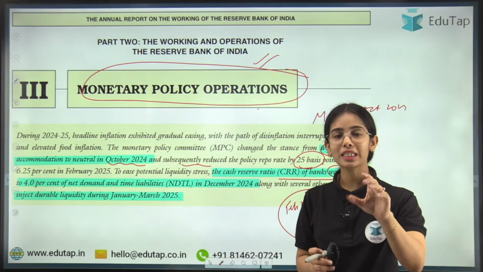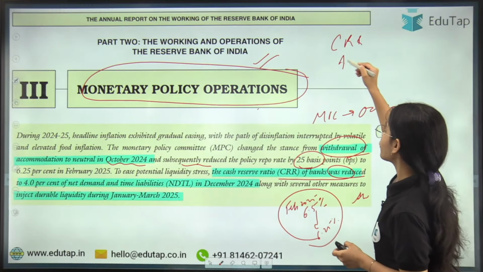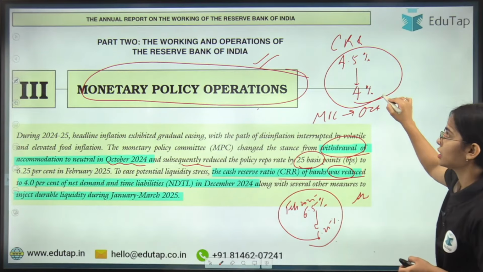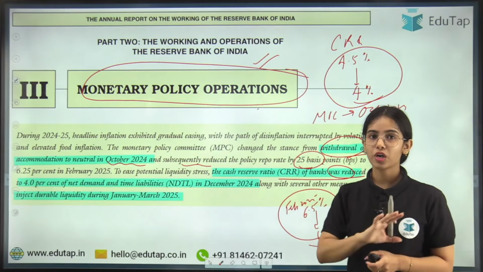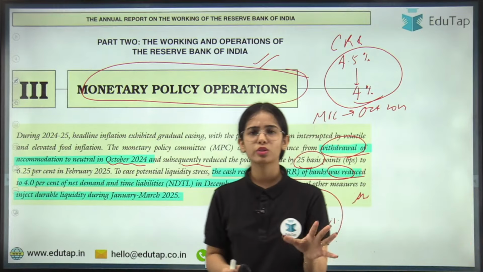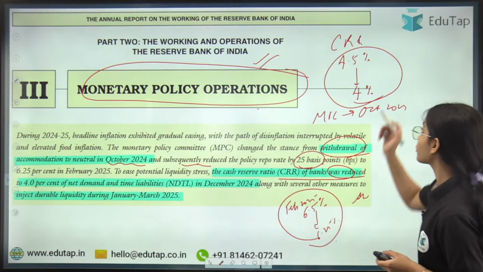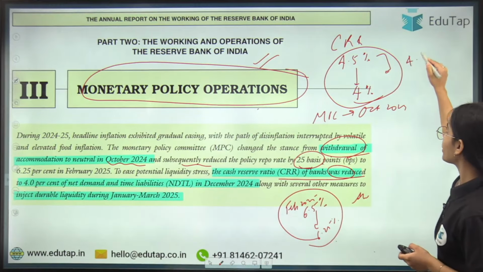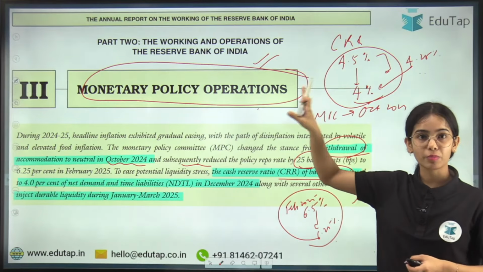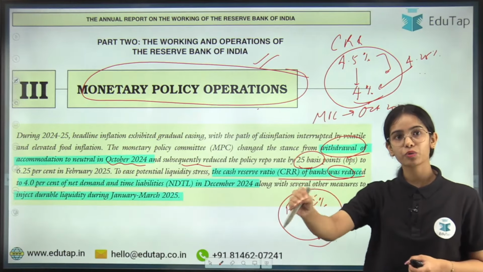Can anyone tell me in how many tranches the CRR was reduced? The cash reserve ratio was reduced from 4.5% to 4%. Now, in how many tranches? If you have studied in the past year, you will know. If you do not know, do not worry, I will tell you now. In 2 tranches. The CRR was reduced from 4.5% to 4.25%, then from 4.25% to 4%. In the month of December only, the CRR was reduced in 2 tranches.